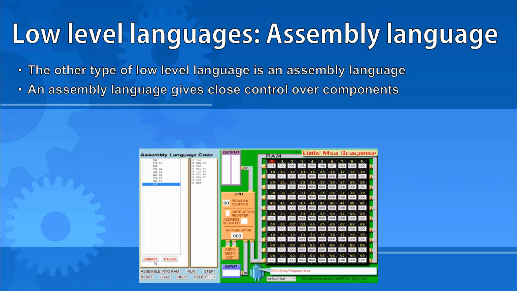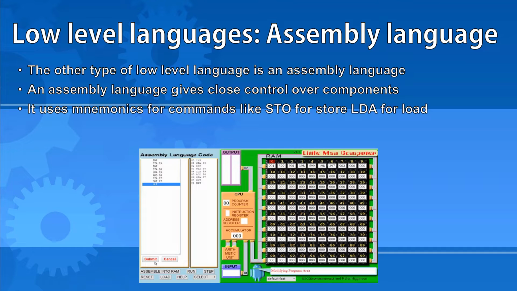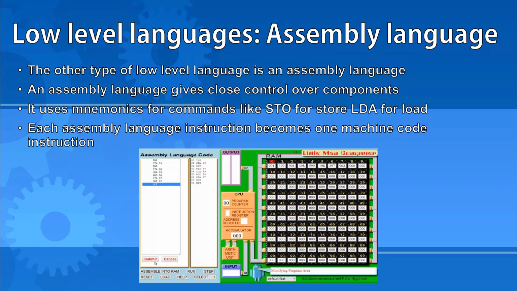Assembly languages allow for close control over components in a computer system. Each command in an assembly language is stored as a mnemonic, such as STO for store or LDA for load. These are much easier to remember than a binary command. When an assembly language is translated into binary so it can be executed, one assembly language instruction becomes one machine code instruction. The image at the bottom here is the little man computer.